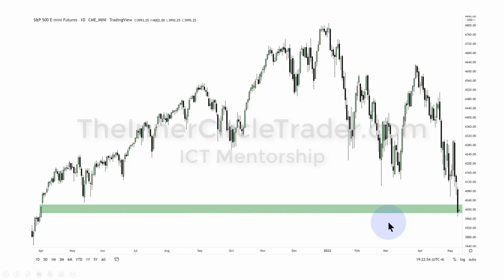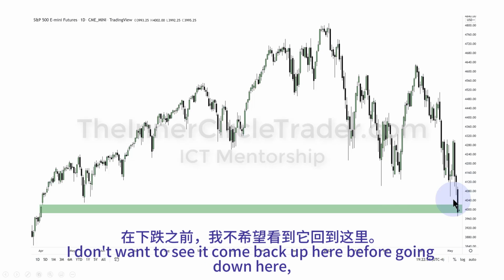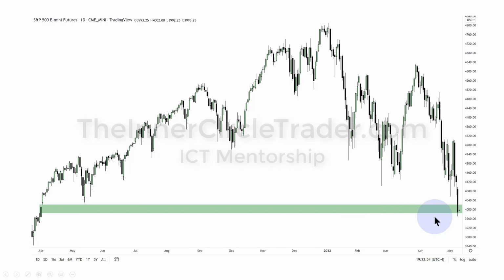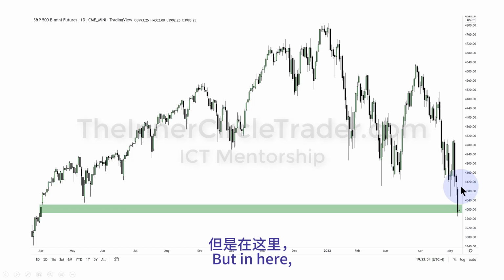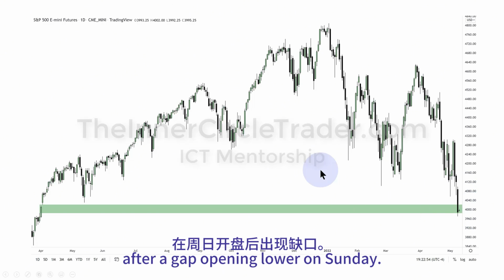Should we continue lower? We have a volume imbalance in here. Just be mindful of that. I don't want to see it come back up here before going down here. I like to see it go down there first, and then if it wants to come back up, then it's fine. But in here, it just remains extremely heavy after a gap opening lower on Sunday.